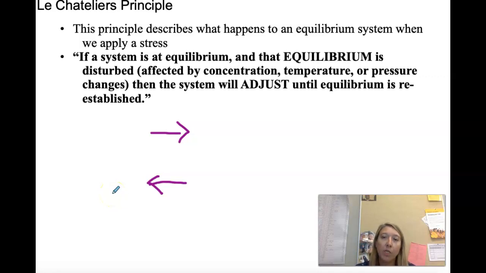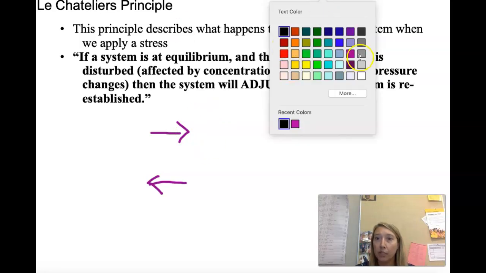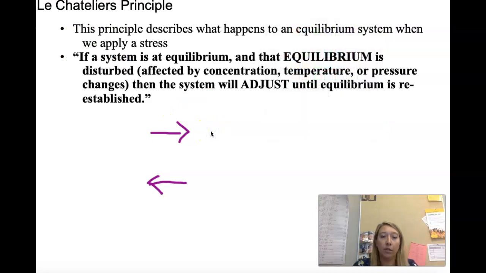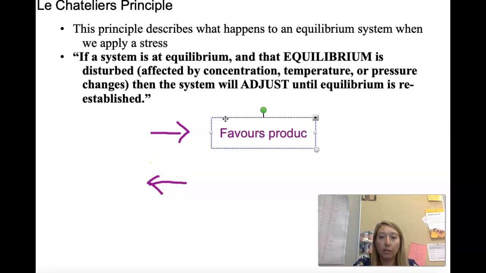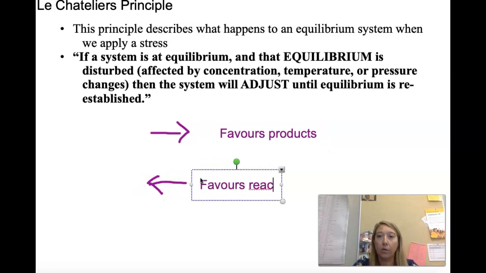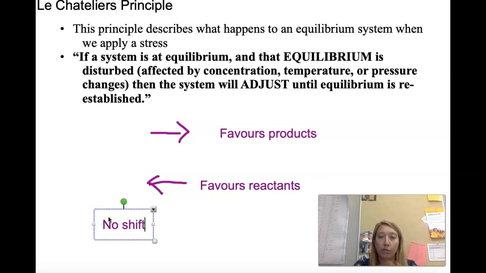There are some other terms we use too. Sometimes we say shifts to the right, but sometimes we also say it favors products. That's because in shifting to the right, we're going to create more products, therefore we favor products. If we are saying that it's shifting to the left, we will sometimes say that it favors reactants, again because it's going to be creating more of those reactants. The third possible option is for no shift to happen.